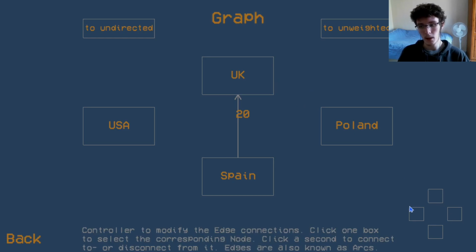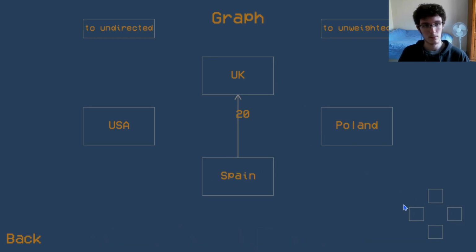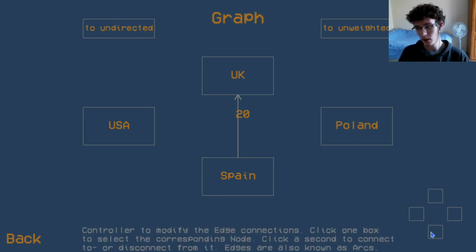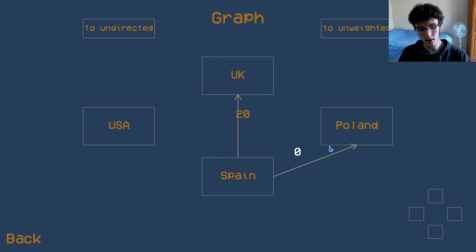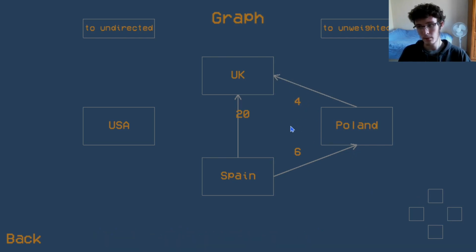But maybe there's a flight from Spain to Poland in the next few hours, and we can get to Poland in, let's say, 6 hours. And then once we're in Poland, there might be a flight from Poland to the UK a few hours after that, which would take us 4 more hours.